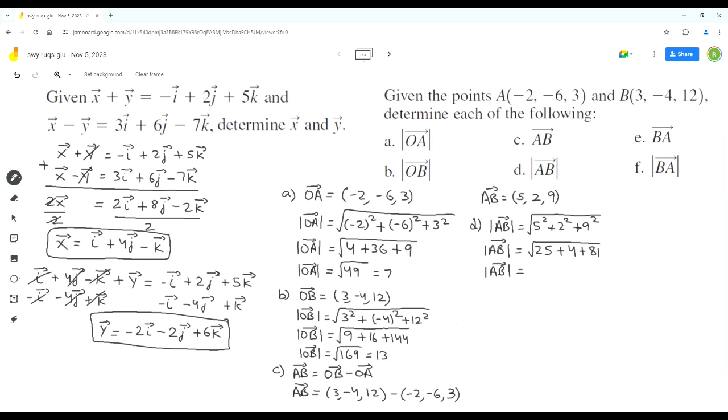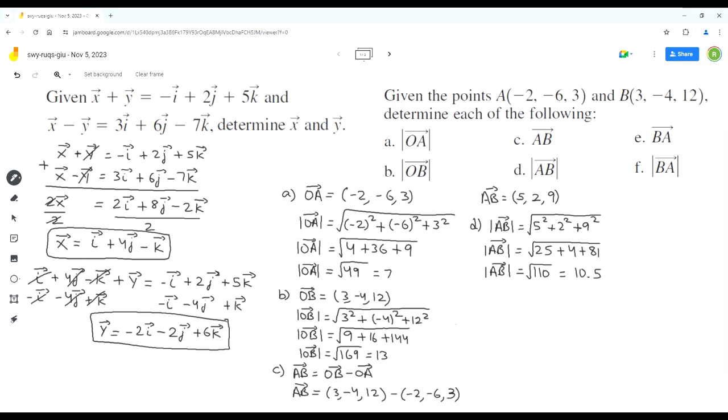Now we can add these numbers. So I got 110, and the square root of 110 is equal to almost 10.5. So this should be the final answer for part D.